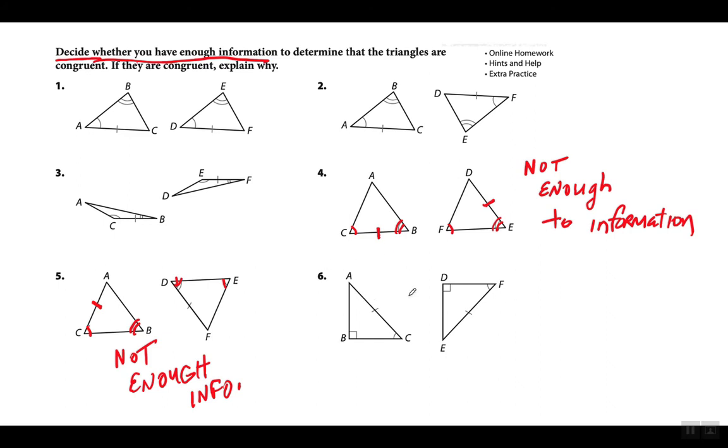All right, number 6. This is 90 degrees and this is 90 degrees. This angle is equal to this angle. And in both of them, the hypotenuse is congruent in both of them. So therefore, the 2 triangles are congruent by angle, angle, side.